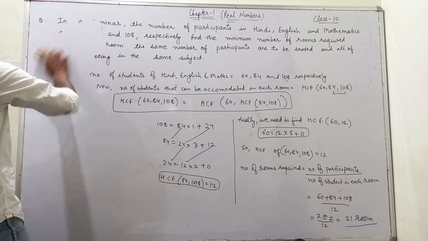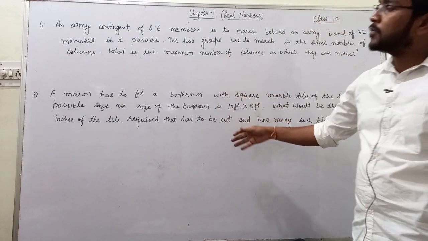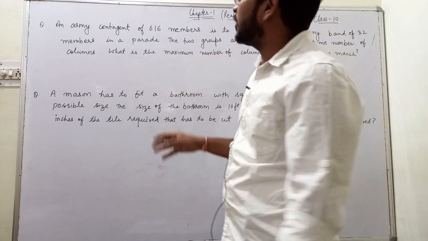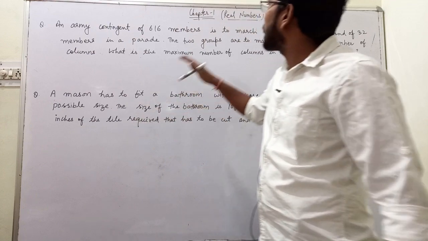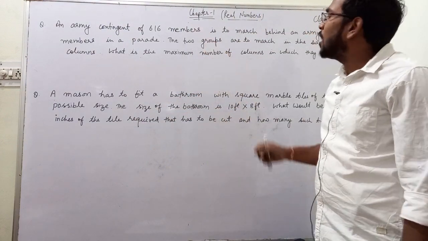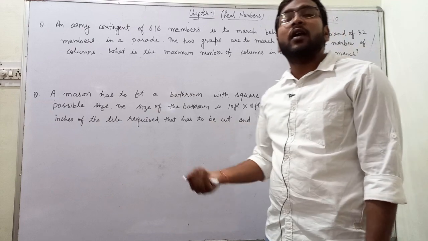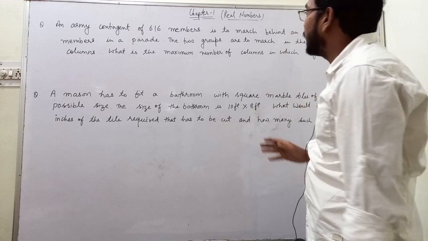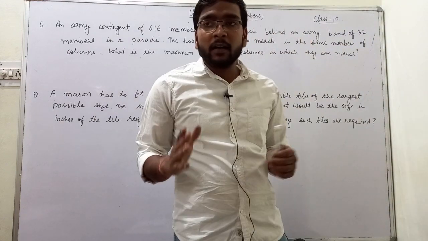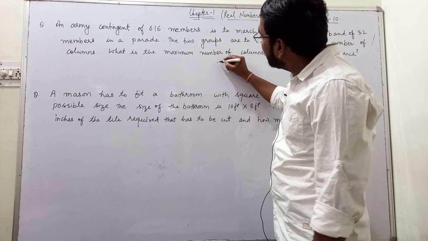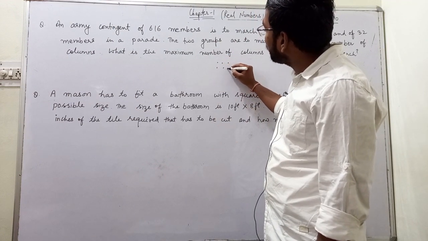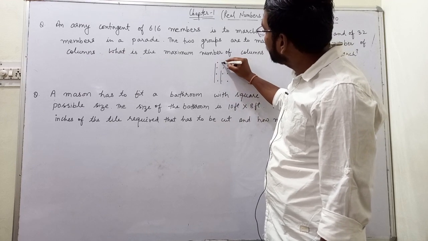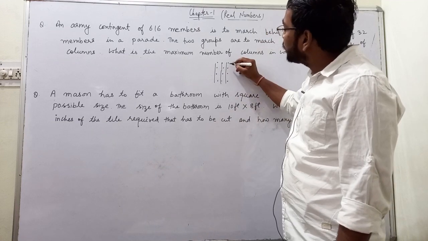Okay, now you look, we have two problems. In the first problem, there is an army contingent which is doing some march past. There are 616 members of the army which have to march behind the band, and the band consists of 32 members in a parade. And if you know that during a march past, suppose there are these three columns, and this one, and this one.